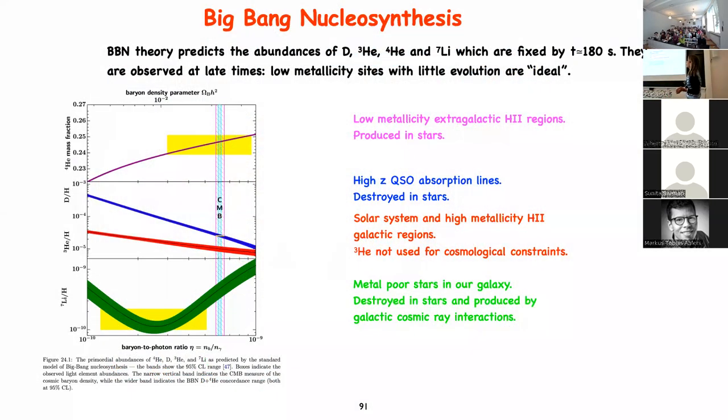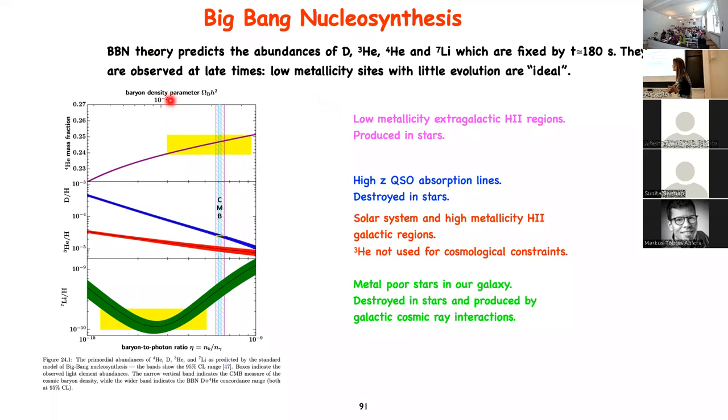So big bang nucleosynthesis refers to the abundance of the lightest elements in the universe, heavier than the proton. So deuterium, helium-3, helium-4, and lithium-7, which are fixed by the first 3 minutes. In order to measure these primordial abundances, we need to go to places with very little evolution, low metallicity sites. It's like if we would like to know how a person looked when she was a baby. If you look at a picture when this man or woman is 80 years old, you will never learn how he or she was when they were babies. So we really need to look into places with low metallicity.